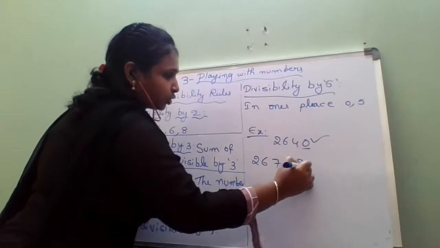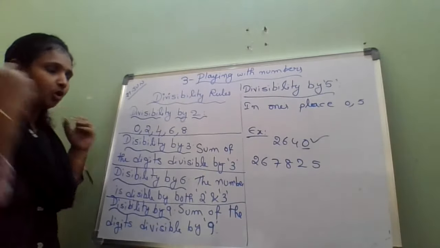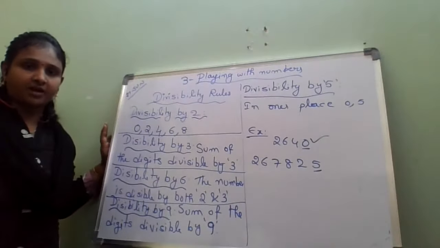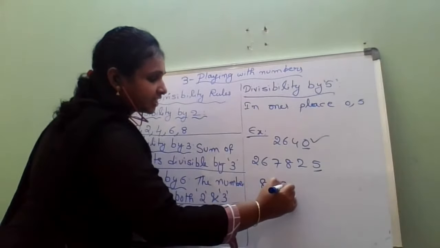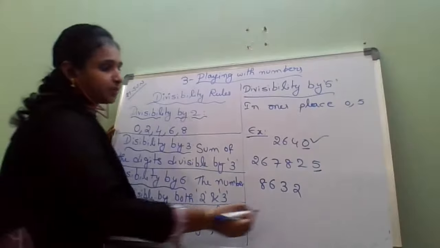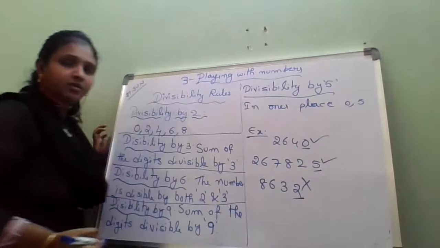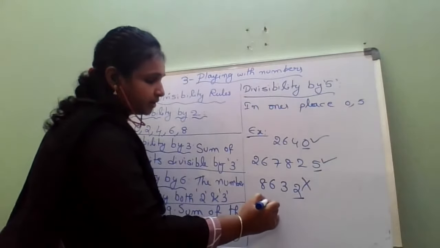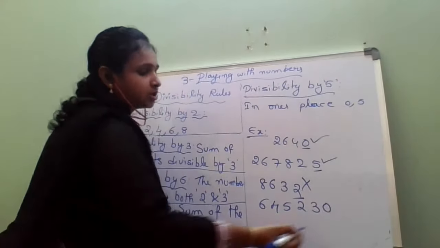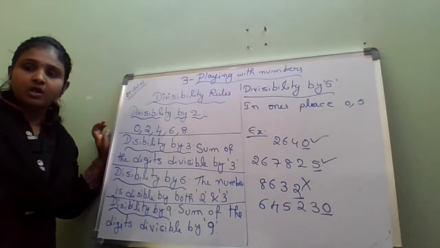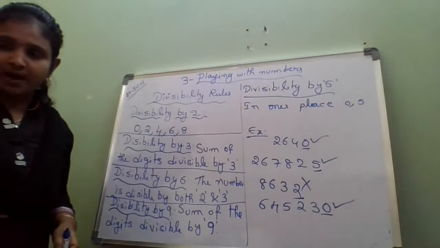2, 6, 7, 8, 2, 5. How do we check whether this number is divisible by 5 or not? In the ones place the digit is 5, so this number is divisible by 5. Next, 8, 6, 3, 2. In the ones place the digit is 2, so this number is not divisible by 5. Let's take one more example. 6, 4, 5, 2, 3, 0. In the ones place 0 is there, so this number is divisible by 5.